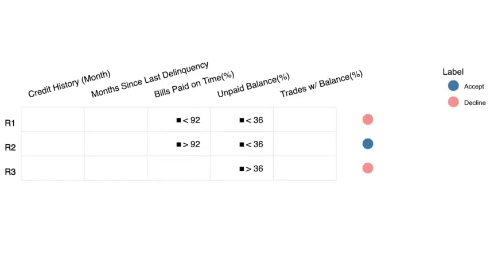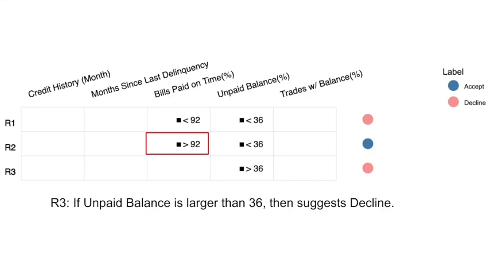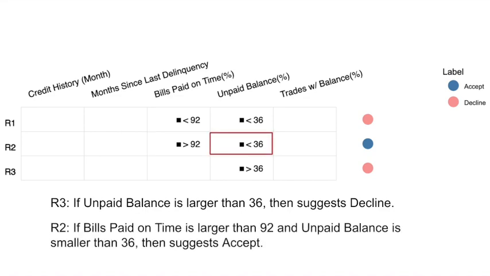For the same set of rules R1, R2, and R3, we can also present them in this way, where each row is a rule, and the condition is placed at a specific column according to the feature it uses. Similarly, if the application has unpaid balance value larger than 36, then it matches rule R3, which suggests decline. And if an application has a value of bills paid on time larger than 92, and an unpaid balance value lower than 36, then it matches rule R2, which suggests accept.